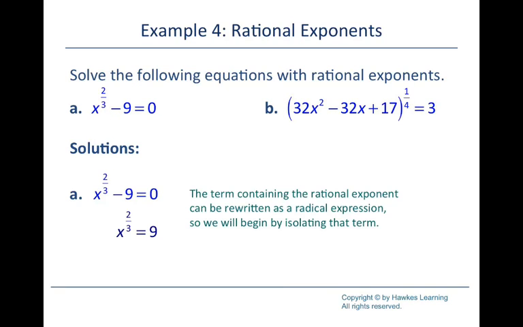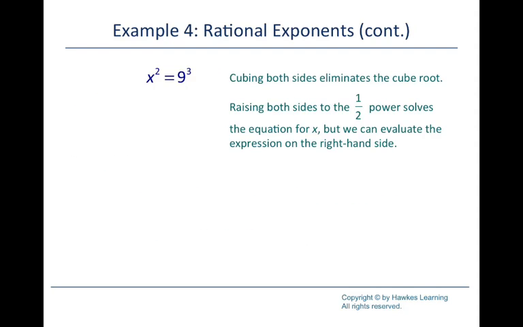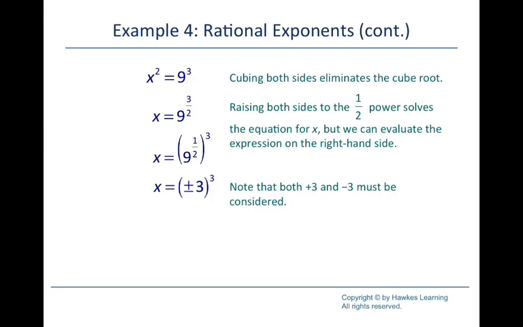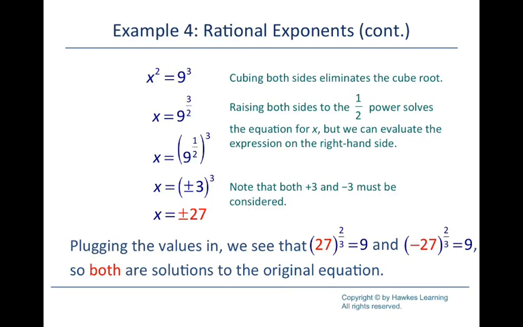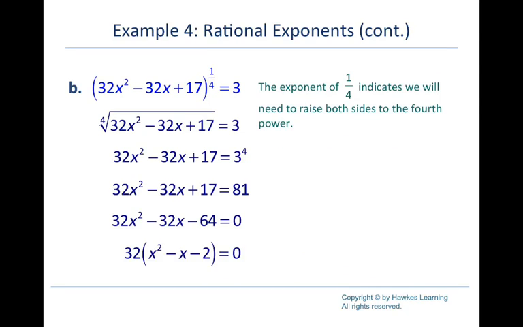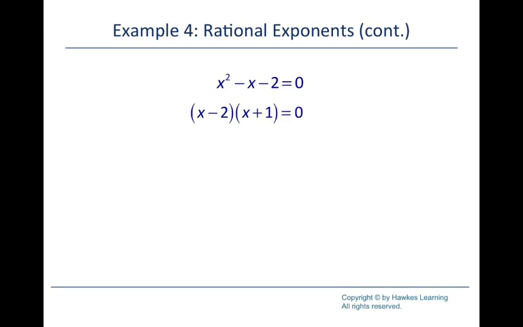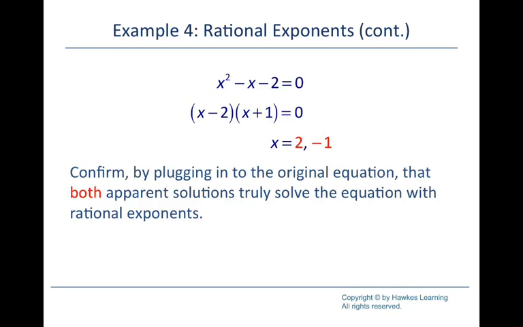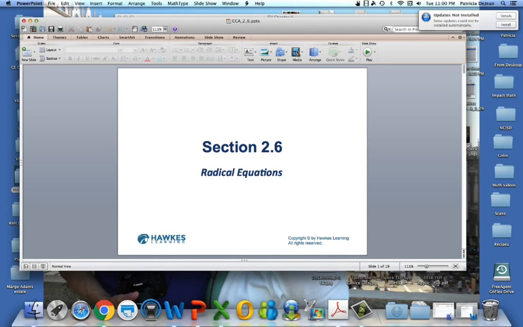And you can see they're going to show you that they get the same thing as we did for this one. Okay. And they get plus or minus 27. Both are solutions. Then on this one, raising it to the 4th power, you get 2 and negative 1, and both work. I did not check it, but both work. And that's the end of 2-6.